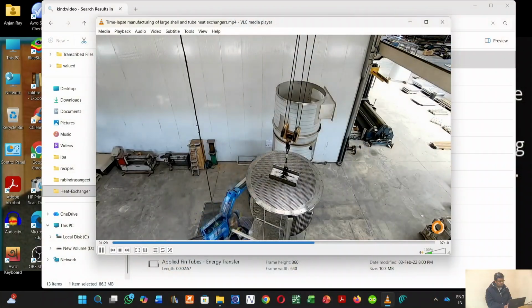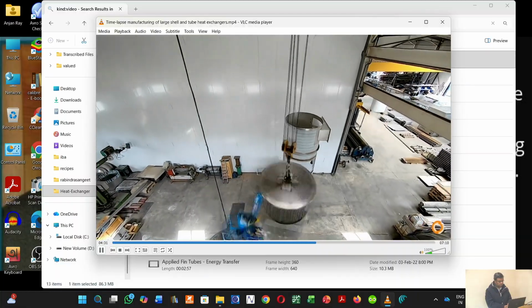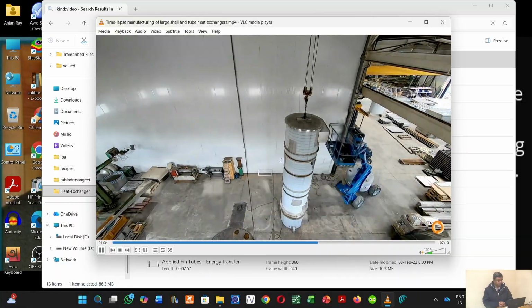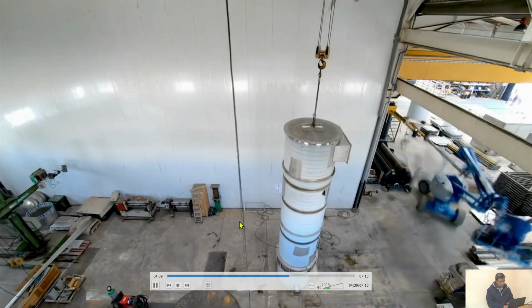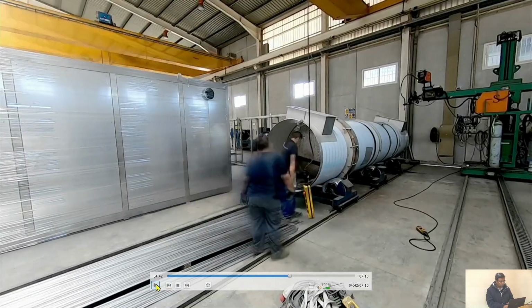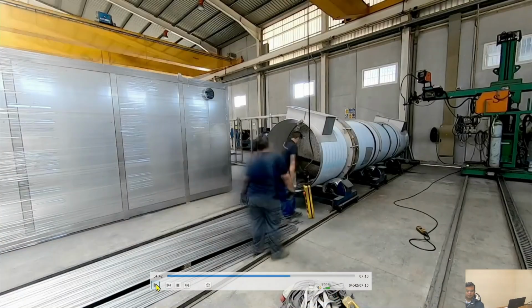So I'll just randomly pick up somewhere. The baffle cage is placed in the shell. This also gives you some idea over the size of the heat exchanger, because you will see human beings there. So you can easily compare the sizes. See, these are so big. Not all of these are big, but this particular video is on large shell and tube heat exchangers.